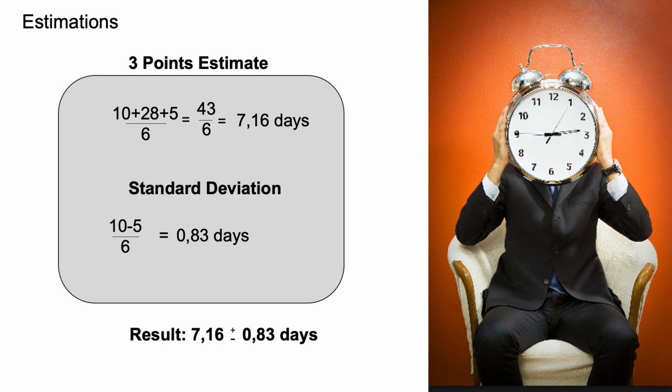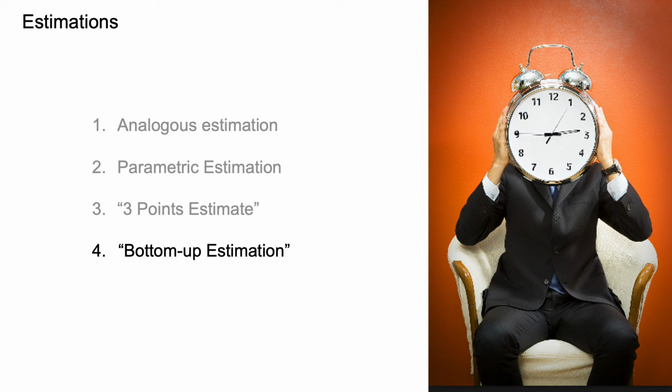The last but not least type of estimation is bottom-up estimation. Bottom-up estimating involves the estimation of work at the lowest possible level of detail. These estimates are then aggregated in order to arrive at summary totals. Bottom-up estimates take more time to complete, but they are also more accurate.